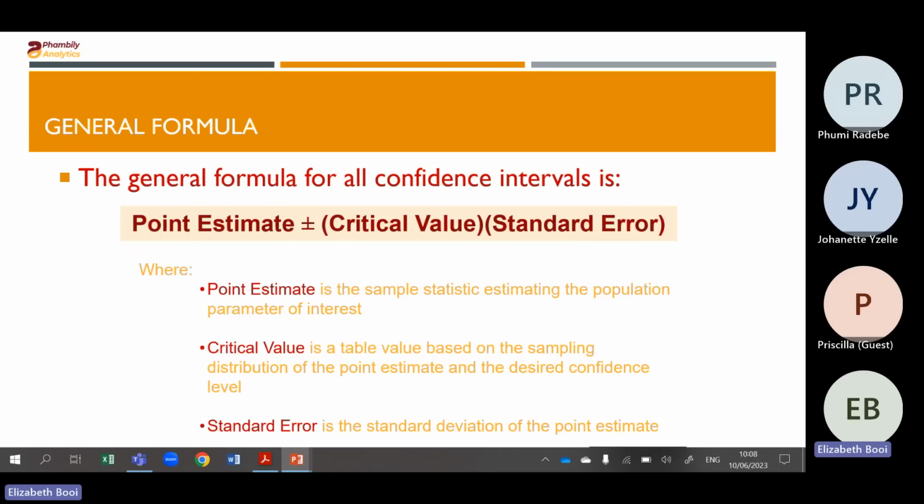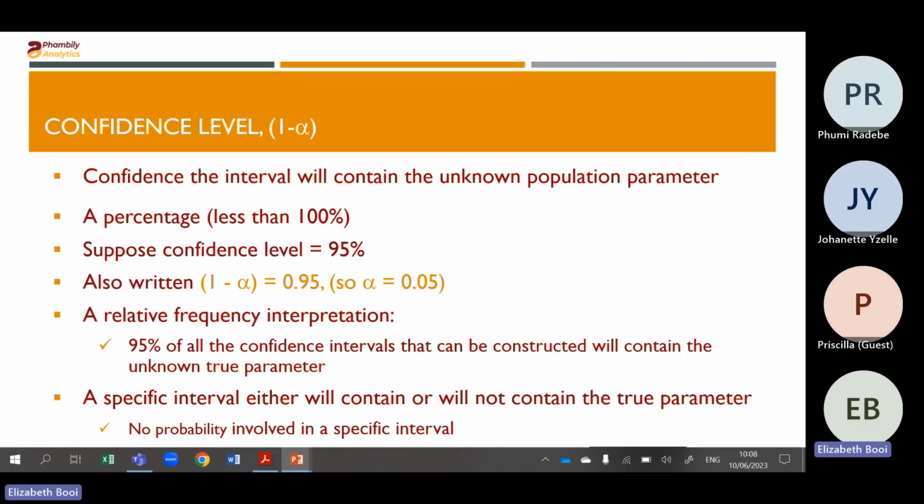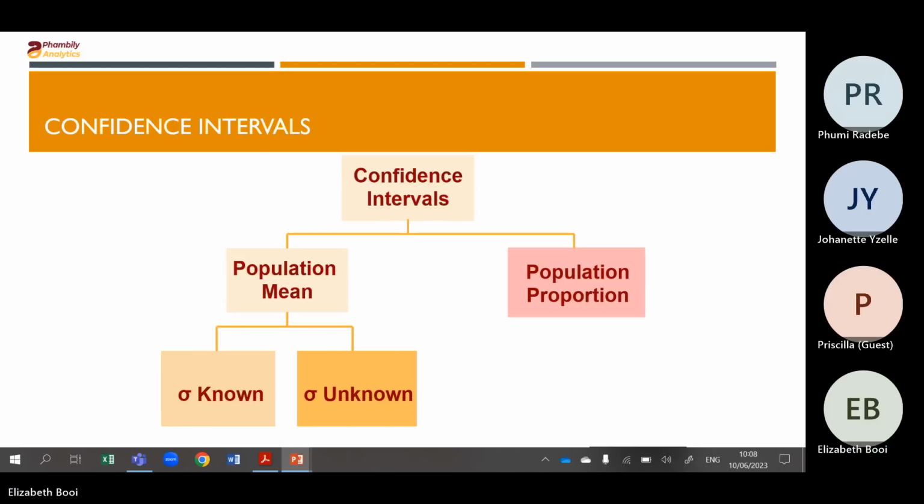And we also learned that to find the confidence interval, we need to use the formula, which is your point estimate plus or minus your critical value times the standard error. We learned how to find the critical value by using the confidence level. And we know that the confidence level is 1 minus alpha, and alpha is our level of significance.